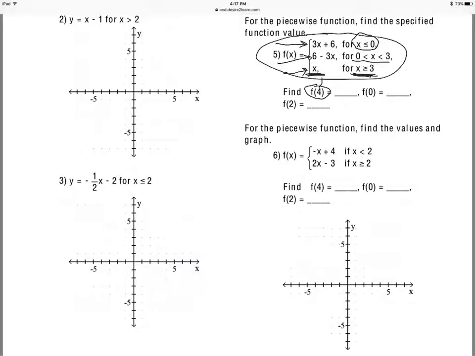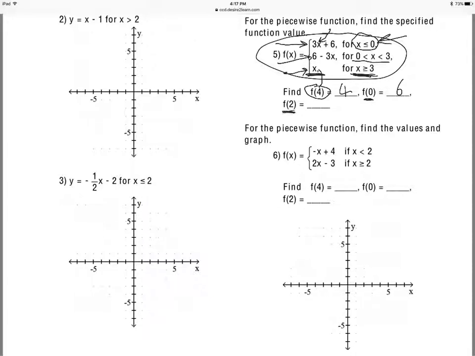So if I put 4 into the equation, there's only one place to put it, and the answer's 4. Right, if I have 0, which one shall I use? I use the first one because that's inclusive of 0: x is less than or equal to 0. So I'm going to stick 0 right here where the x is. 3 times 0 is 0, plus 6 is 6. So I put x equals 0 into the first equation and came out with 6.